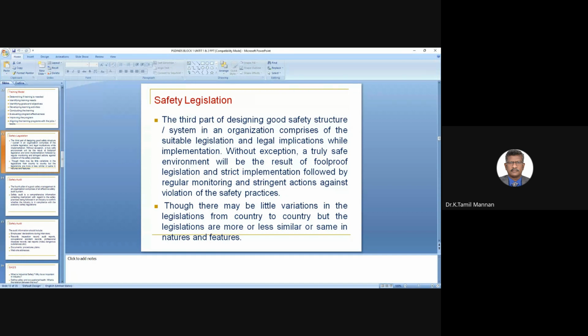Though there may be little variations in the legislation from country to country, the legislation is more or less similar or the same in nature and features. There are few variations from country to country, but there is no major difference. Very few differences may happen between countries.